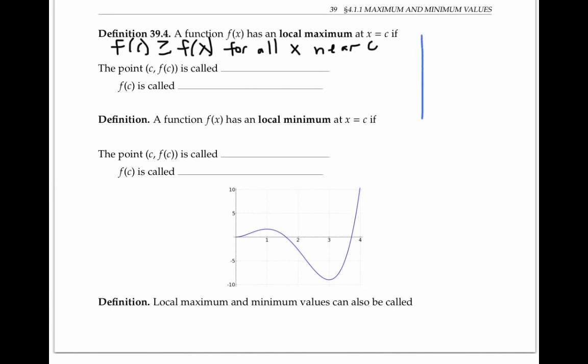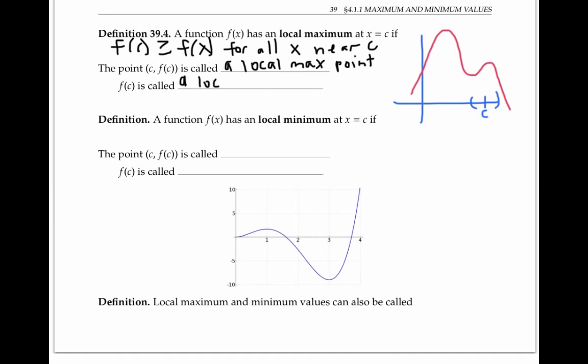For our graph of f, we have a local maximum right here. Even though it's not the highest point anywhere around, since there's a higher point up here, this is the highest point in an open interval around c. The point c, f of c, is called a local maximum point, and the y value, f of c, is called a local maximum value.